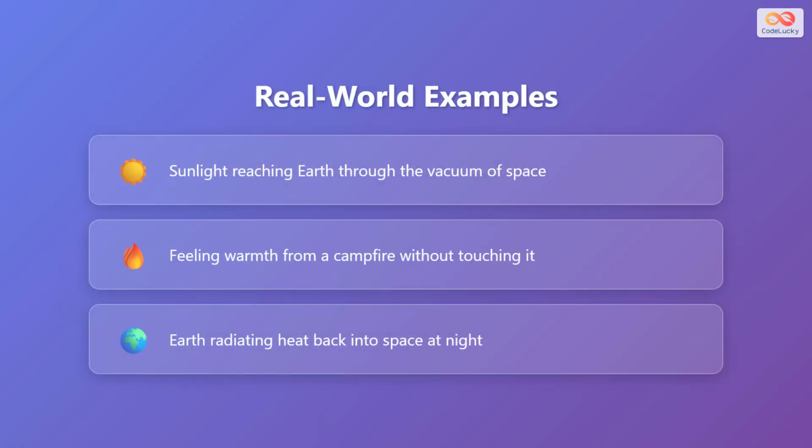Let's look at some everyday examples of radiation. First, sunlight reaching Earth travels through the vacuum of space for 93 million miles. Second, when you feel warmth from a campfire without touching it, that's radiant heat traveling through the air. Third, Earth radiates heat back into space at night, which is why temperatures drop after sunset.